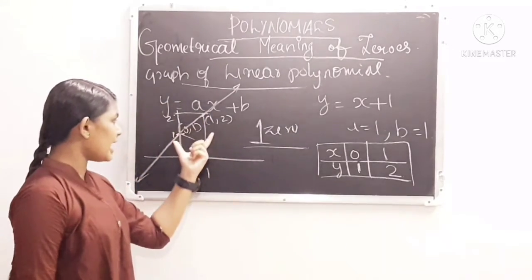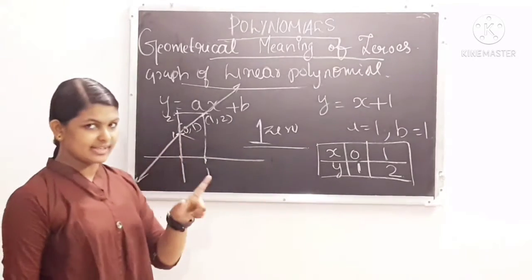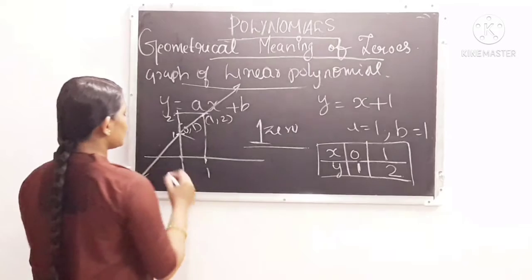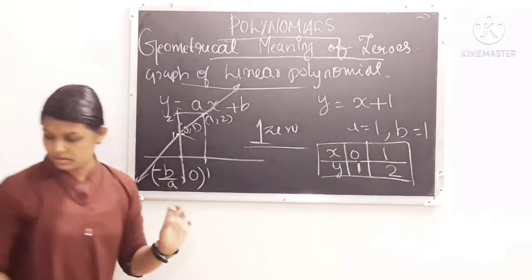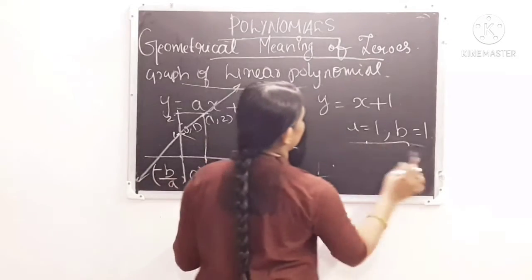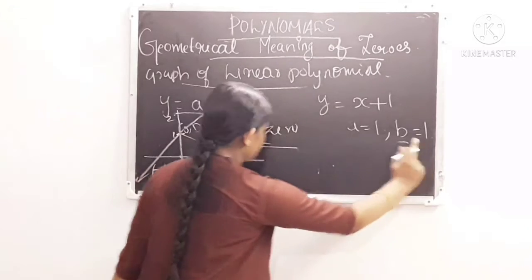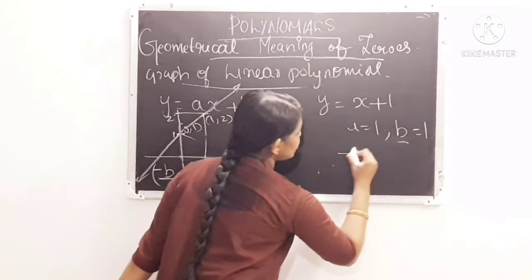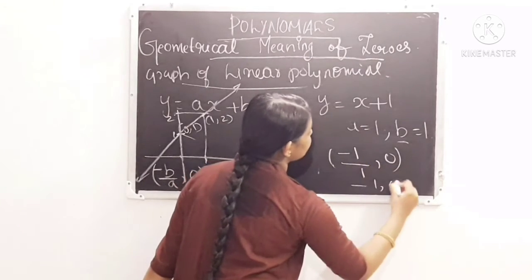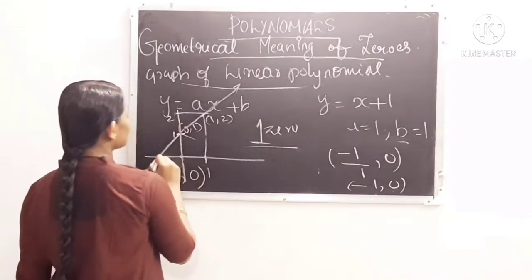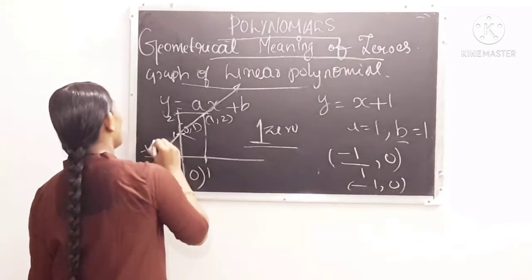And if the graph intersects at only one point on the x-axis, we can say that there is only one zero. And this point will be equal to minus b by a, comma 0. Here what is minus b by a? Here b is 1. So minus b by a is equal to minus 1 divided by a, which is equal to minus 1, comma 0. That means the graph will intersect the x-axis at minus 1, comma 0. So the coordinates of this point is minus 1, comma 0.